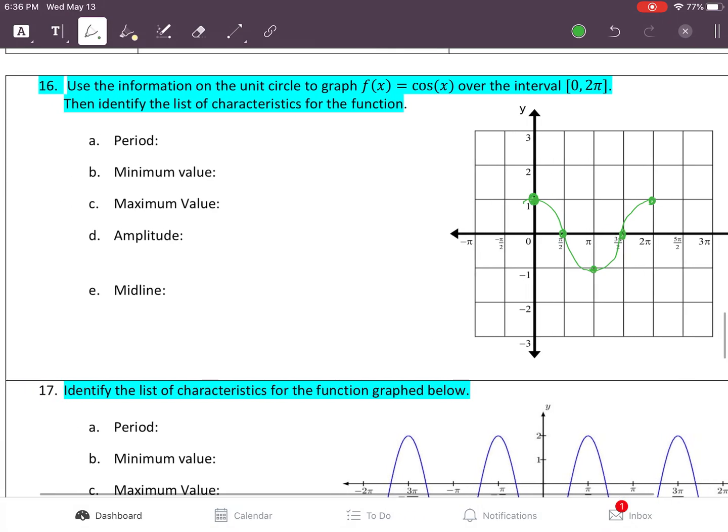The period of this graph is going to be 2 pi. It's 1 revolution around the unit circle. The minimum value is negative 1. The maximum is positive 1. The amplitude is 1. And the midline is y is equal to 0. Remember your midline should be an equation of y equals something.